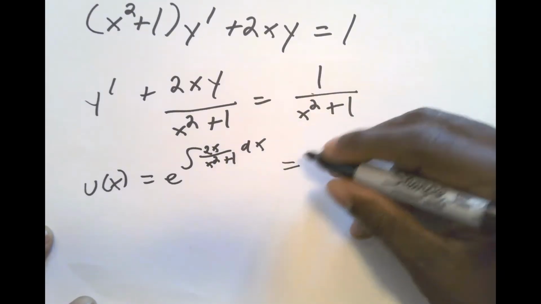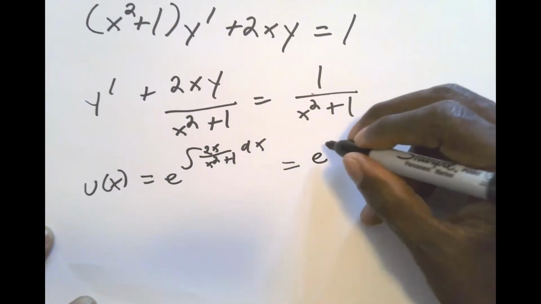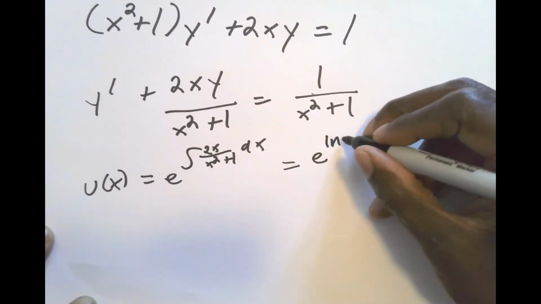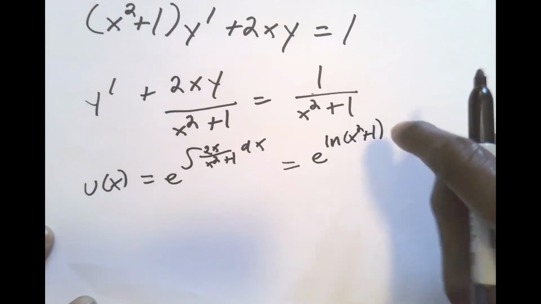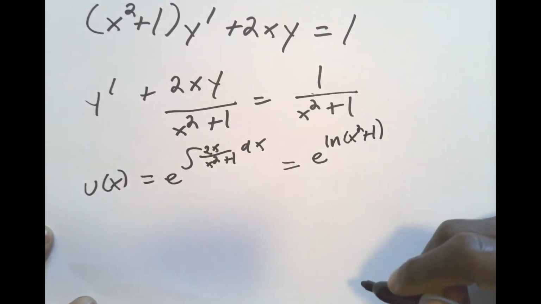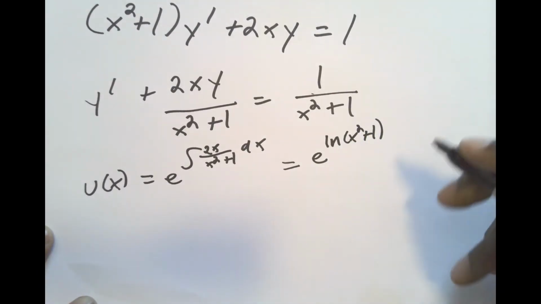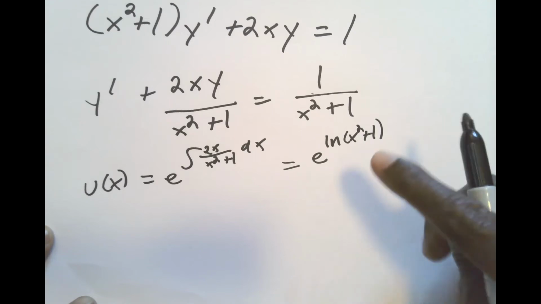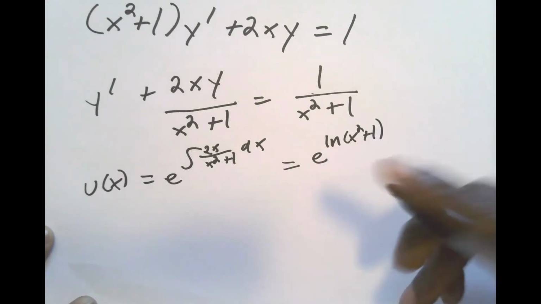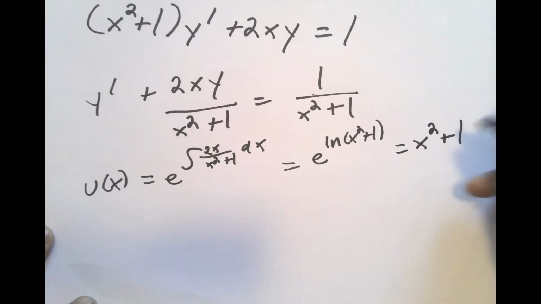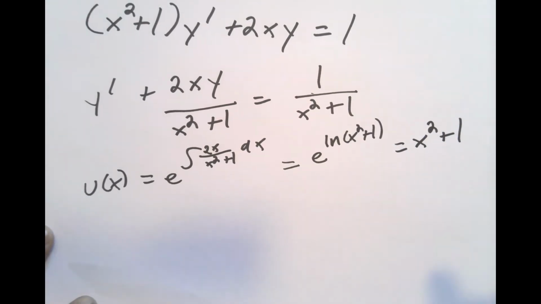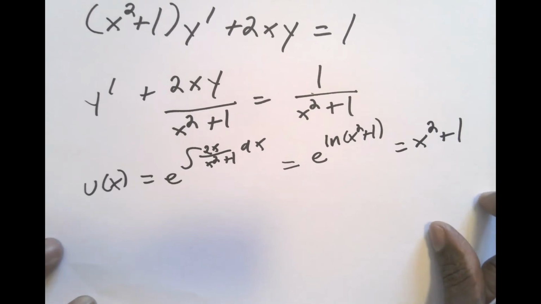And so that means that this integral is ln of x squared plus 1. I don't need absolute value because x squared plus 1 will always be greater than 0. In fact, x squared plus 1 will always be greater than 1. And so e to the ln anything is anything. And so this is simply going to be x squared plus 1. So our integrating factor is x squared plus 1.